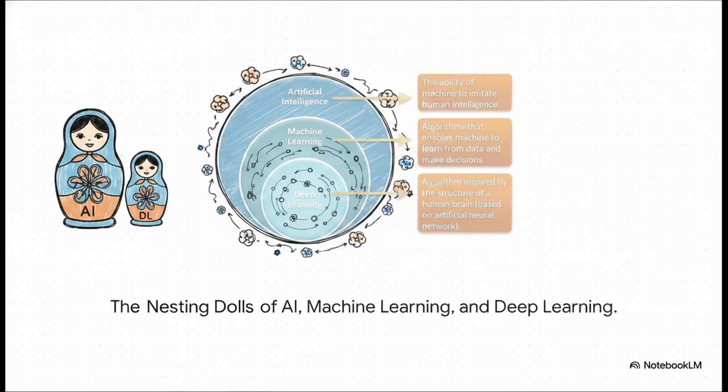So instead of thinking of these as competing technologies, just picture them as nested Russian matryoshka dolls. Artificial intelligence is that biggest outermost doll. It's the broad, overarching field of creating machines that simulate human intelligence like reasoning and problem solving.